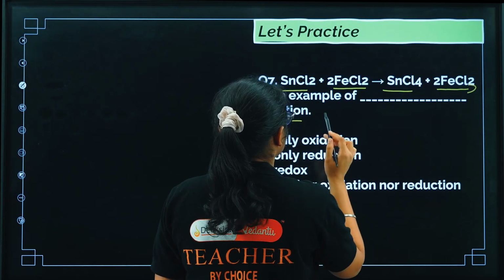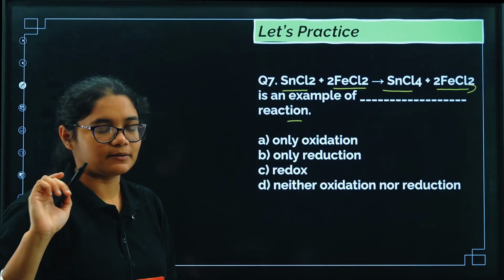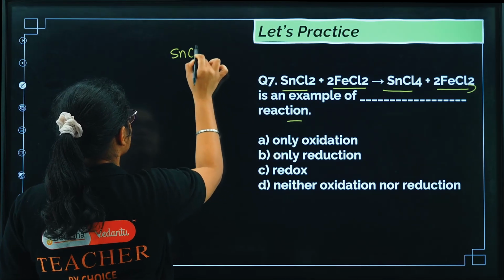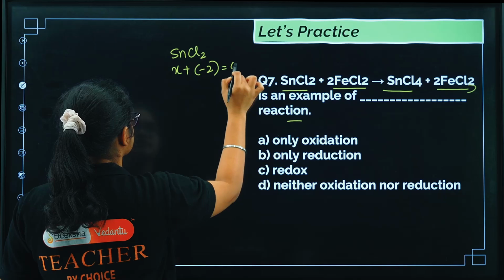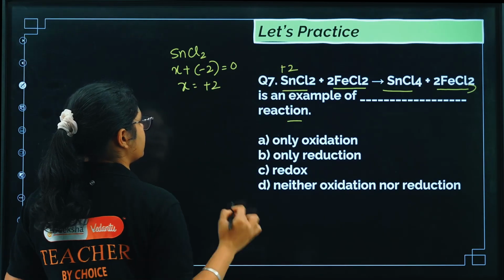Next, question number 7, SnCl2 plus 2 FeCl3 gives SnCl4 plus 2 FeCl2, is an example of what? Let us calculate the oxidation number. I told you chlorine oxidation number is -1. So in SnCl2, X plus -2 is equal to 0, so X will be equal to +2. We will get +2 here.